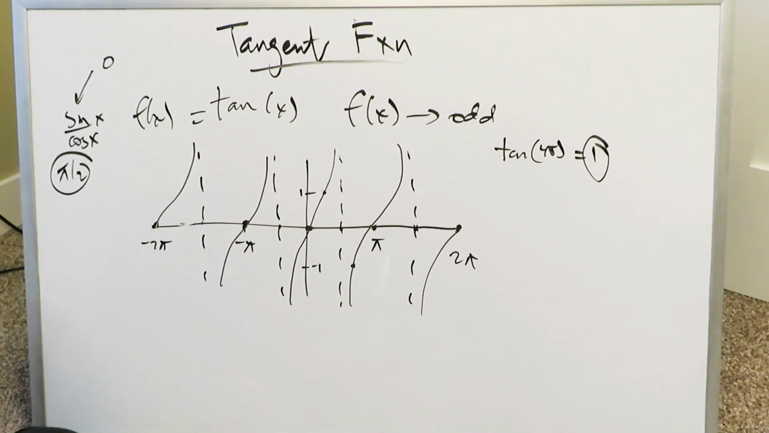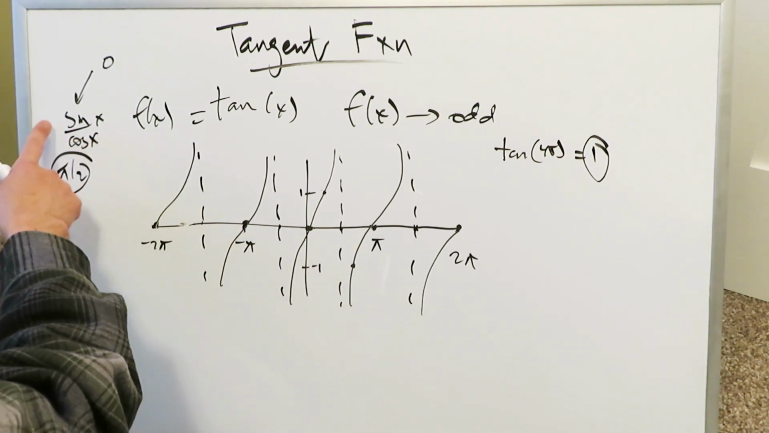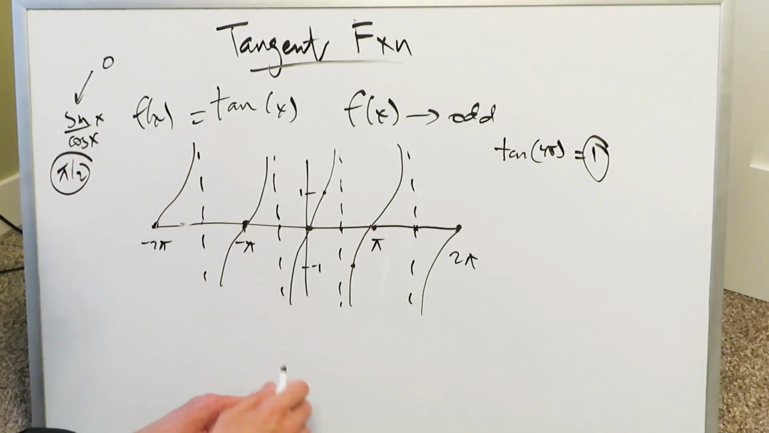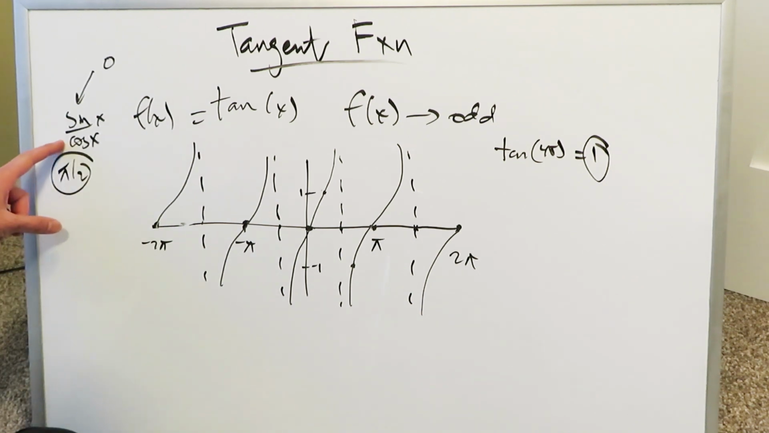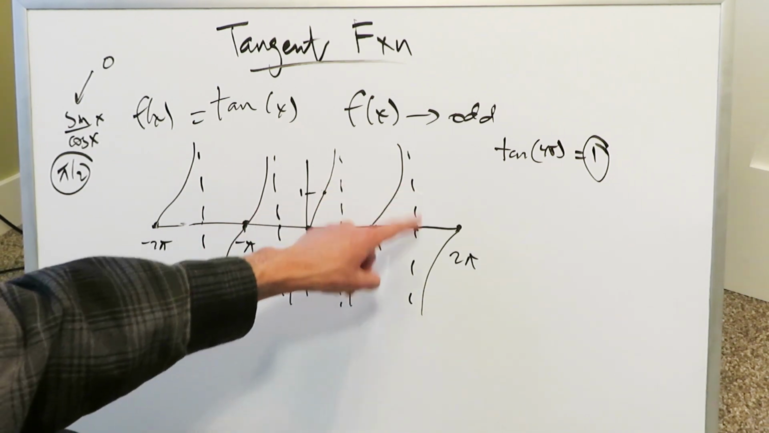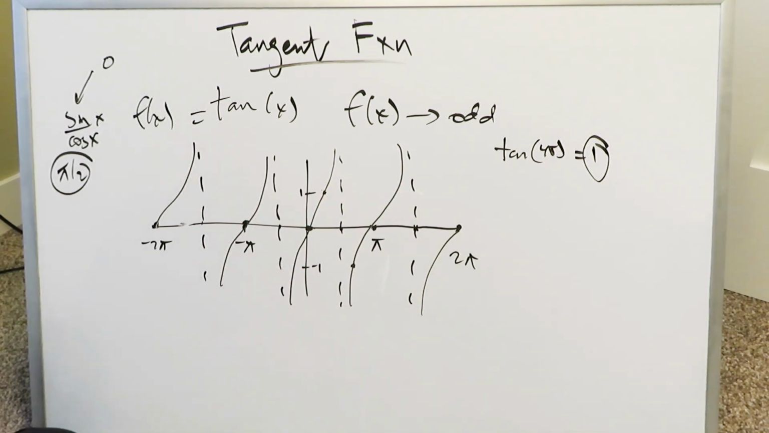But your main landmarks here are exactly what I'm showing you here. Wherever sine is 0, you'll have a tangent 0. But wherever cosine happens to be 0, because it ends up in the denominator for tangent, you end up seeing a vertical asymptote, and that's at all of these 90-degree angles.